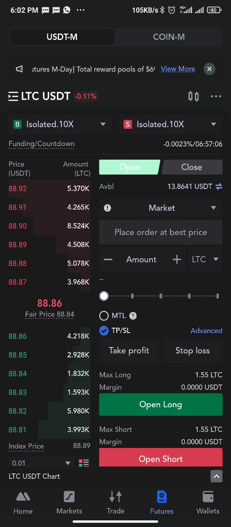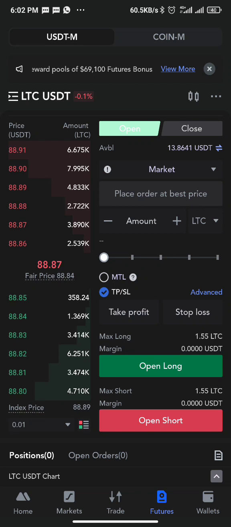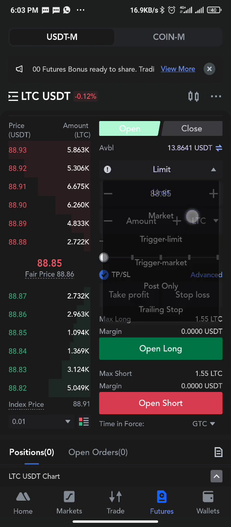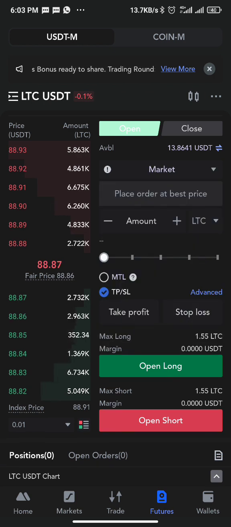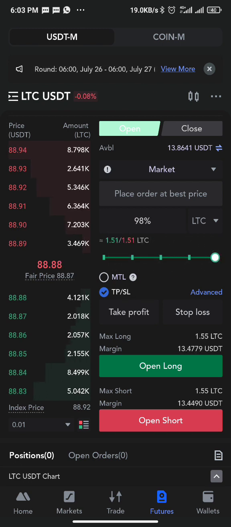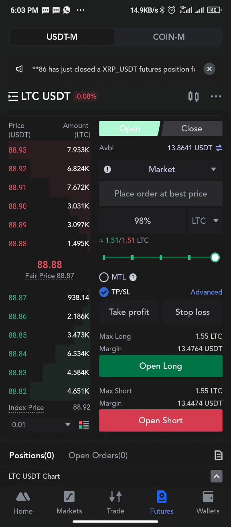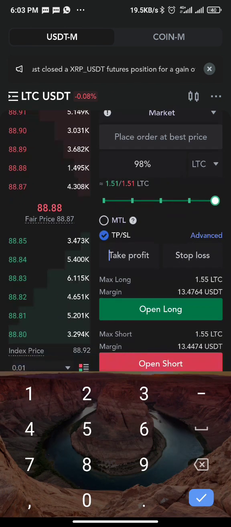So there are two ways to set a take profit and stop loss. The first way is at the time of placing the trade, maybe you are using a limit or you are using a market. Do you understand? After setting, maybe you are using a market order, then you can see underneath a TP/SL. If you check that box, you're going to see take profit and stop loss. So you can put a take profit and then also put a stop loss.